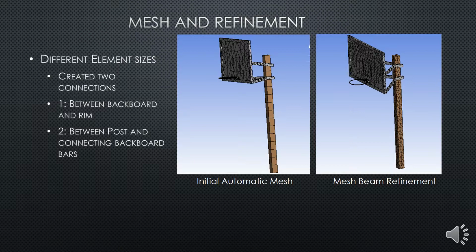The initial mesh generated, as you can see, the two meshes did not match up because we were using two different geometries, the plate and the beam. To fix this, we had to have the element sizes be the same, so we needed to add a refinement to the beam and then also create two connections, one between the backboard and the rim and the second one between the post and the backboard bars.